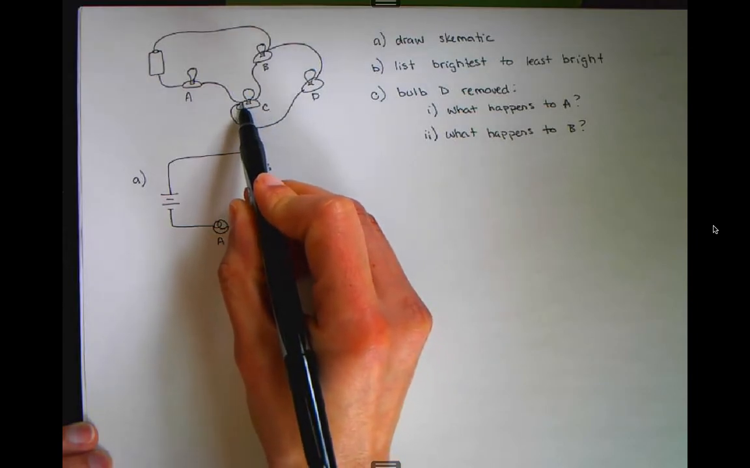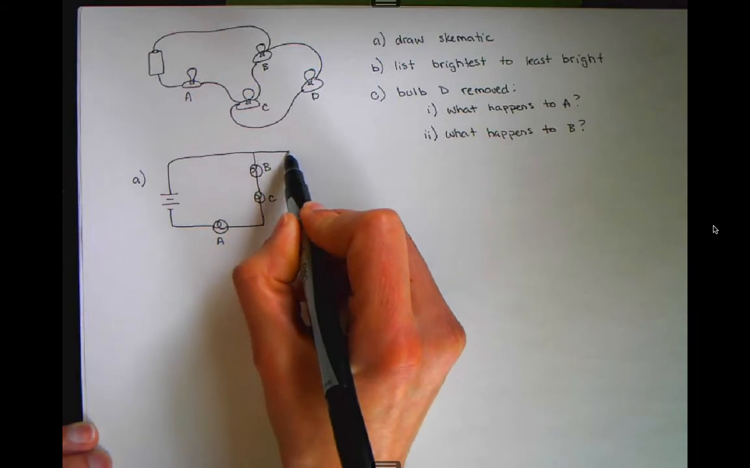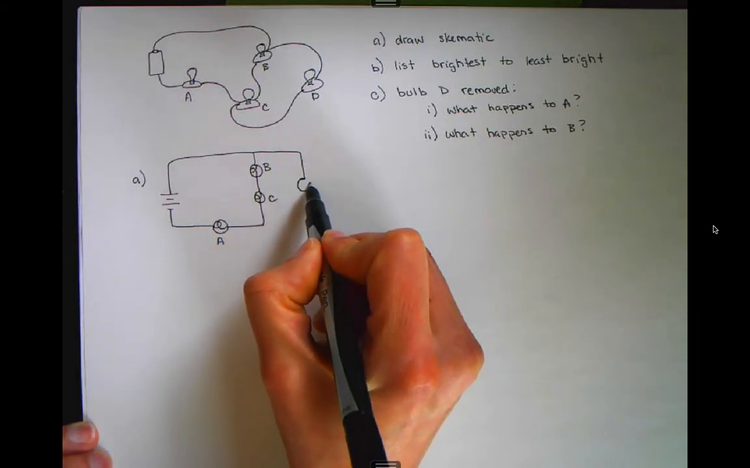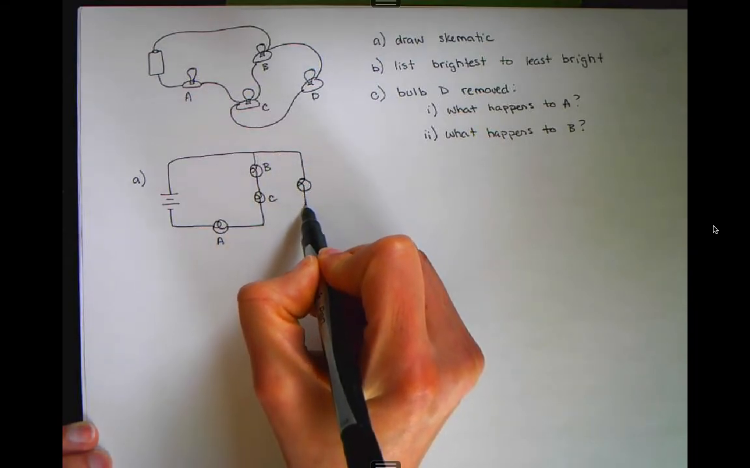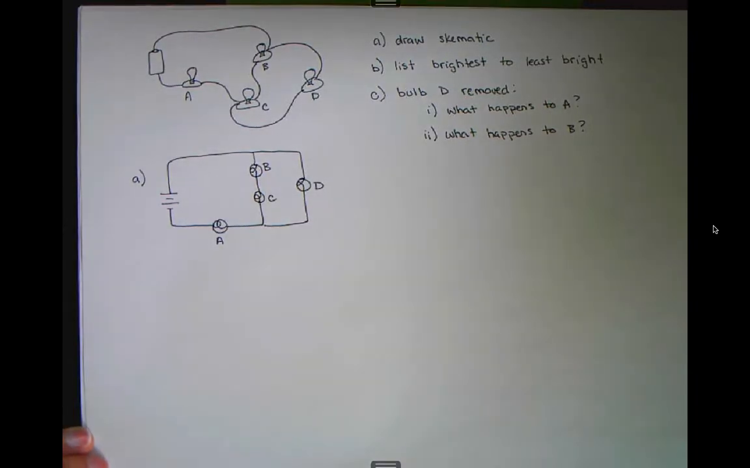And then looking here, here's my junction. Out on the outside of C and B, I have light bulb D. Okay. So that's what your schematic diagram should look like, something very similar to that.